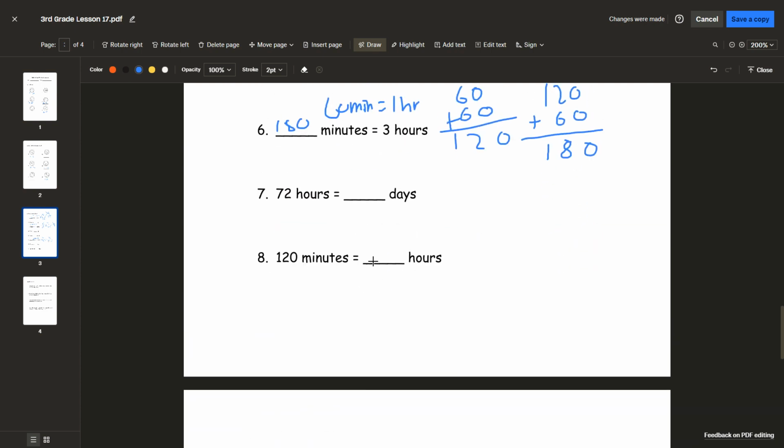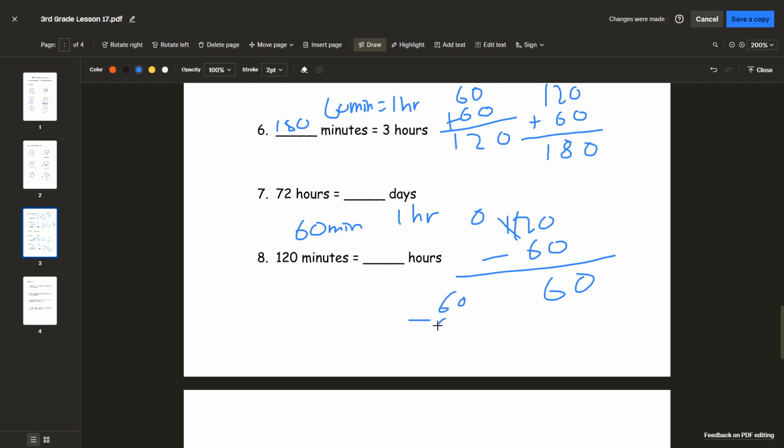Number 8, 120 minutes equals blank hours. There's 60 minutes in 1 hour, right? So knowing that, we can do 120 minus 60. Oops, no, sorry. I did that wrong. Let me erase this. We do 120 minus 60. This was 0, 0, 12, right? So we just get 6, so it's 60. So that's 1, right? 60 minus 60 equals 0. So it means 2 hours.